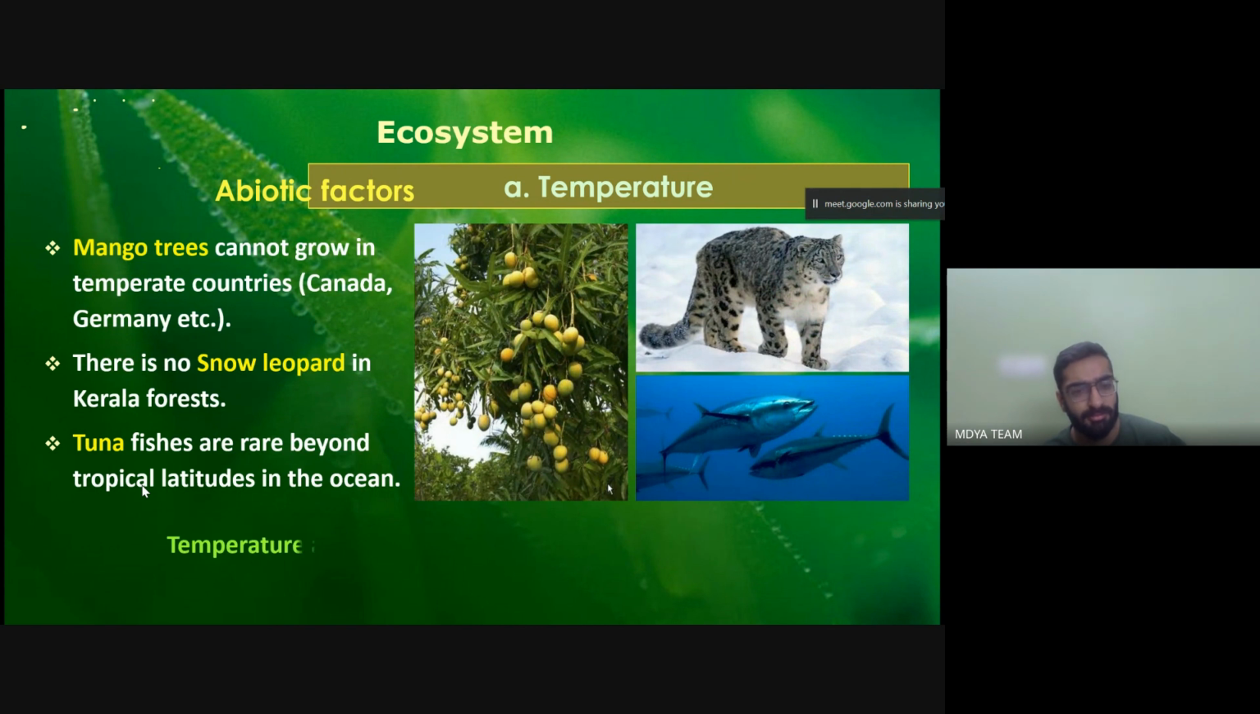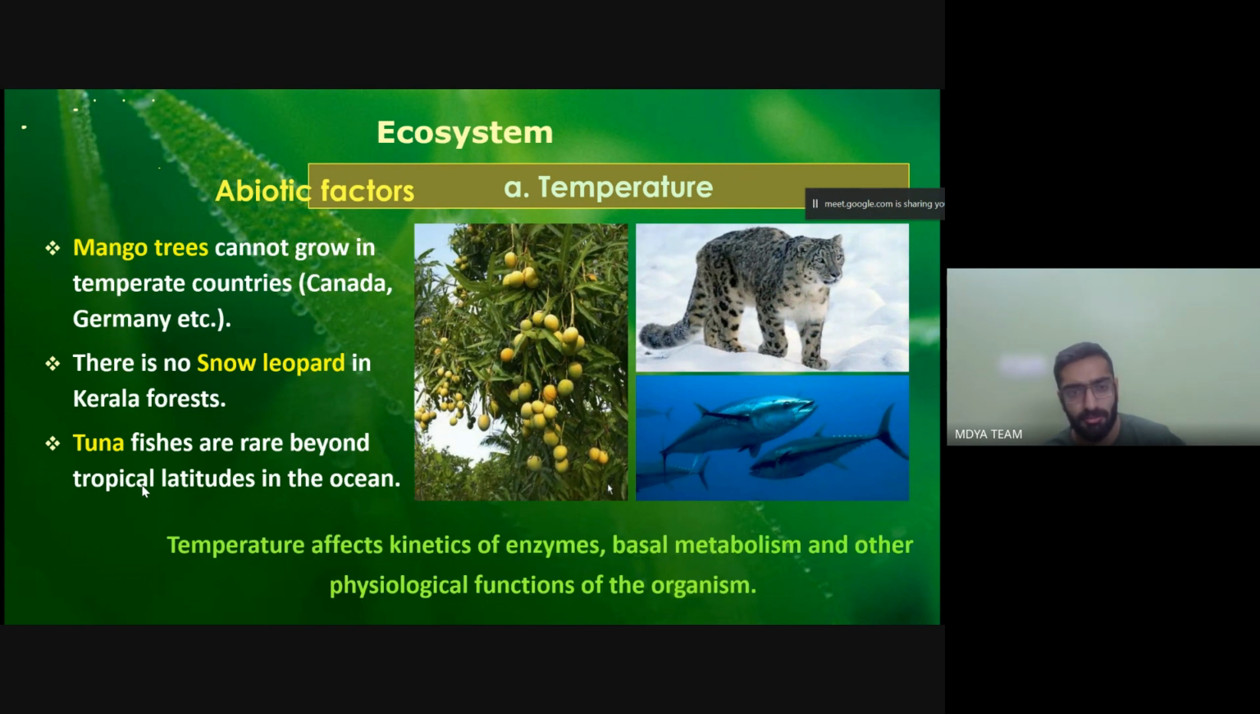So there are some other examples of how the temperature affects the ecosystem, like the mango trees. They cannot grow in temperate countries. Okay, so it needs a little bit higher temperature and not very cold areas. So that's why mangoes naturally do not grow in countries like Canada and Germany.